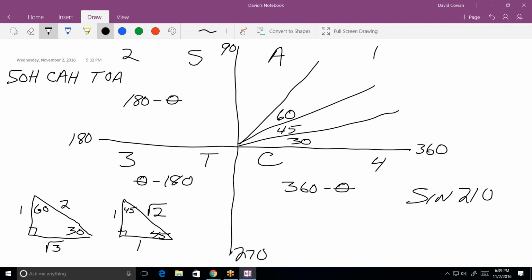Yeah, we'll get to the quadrangles in a second. Okay. There's a couple ways to memorize the quadrangles.